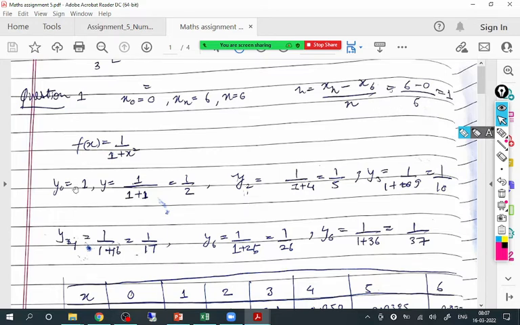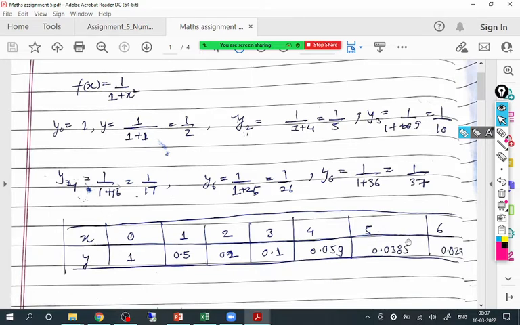This is our f(x). So here this table is important. These values, you can do it in rough or you can write it below. So x0 is 0, x1 is 1, x2 is 2, x3 is 3, up to x6 is 6. So these are total 7 values for x, and we have to find out the corresponding 7 values for y. So this is y0, y1, y2 up to y6.